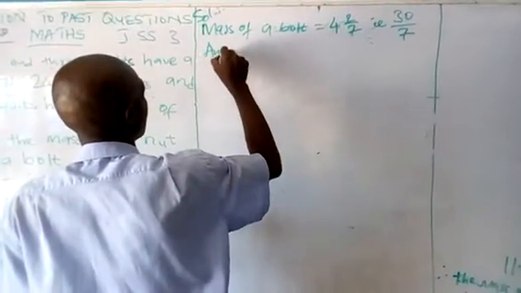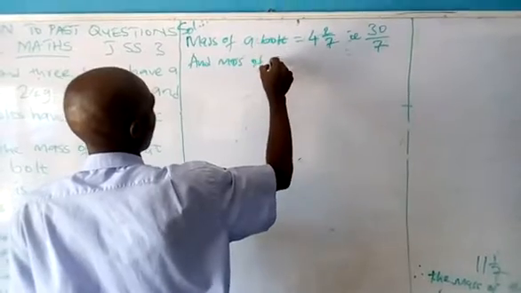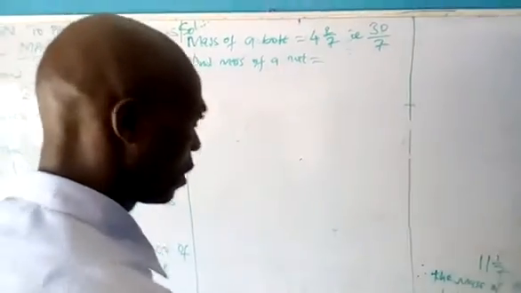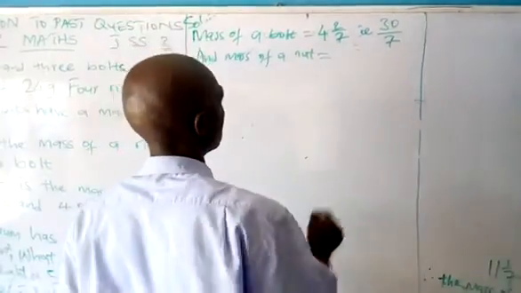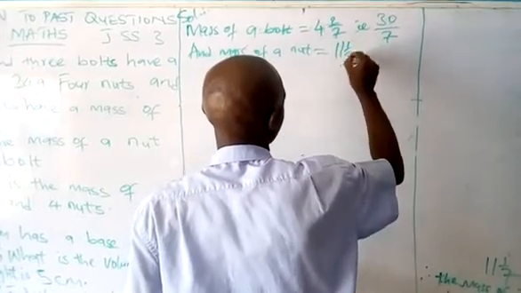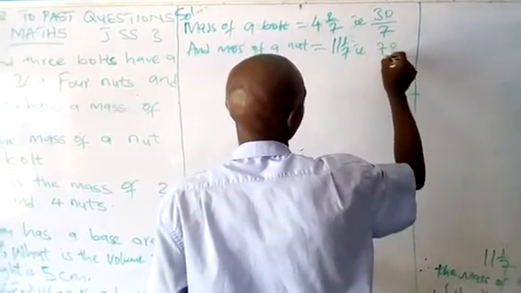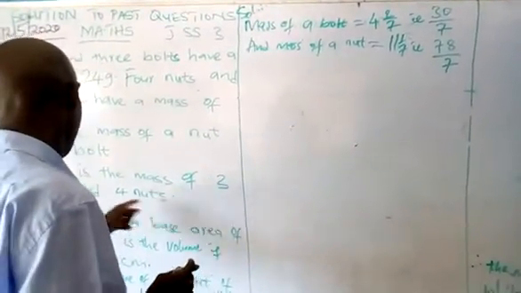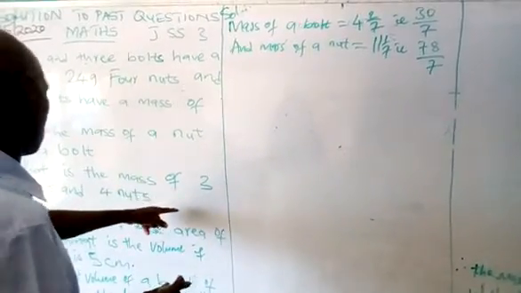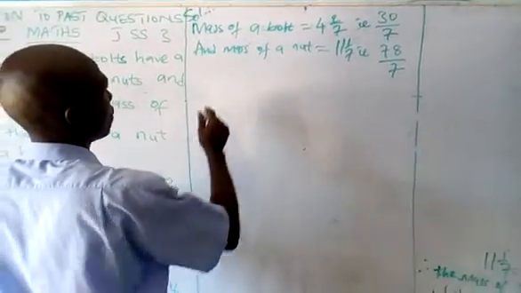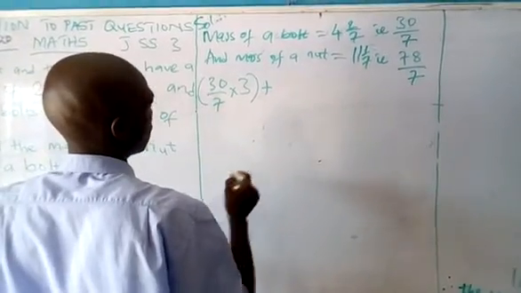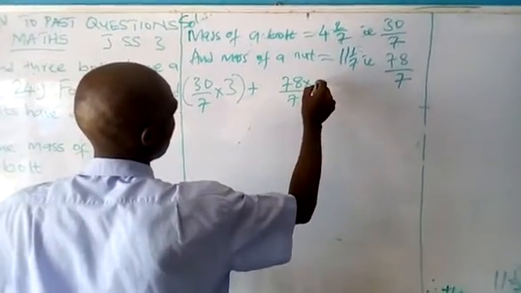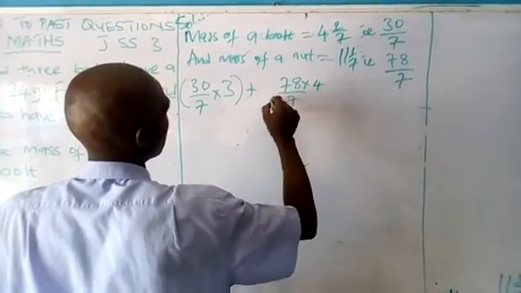And the mass of a knot was 11 and 1 over 7. That is 78 over 7. Now the question says, what is the mass of 3 boats and 4 knots? Which means 3 boats is 3 multiplied by 30 over 7, and mass of 4 knots is 78 over 7 multiplied by 4.